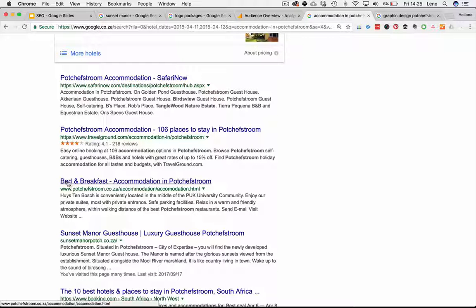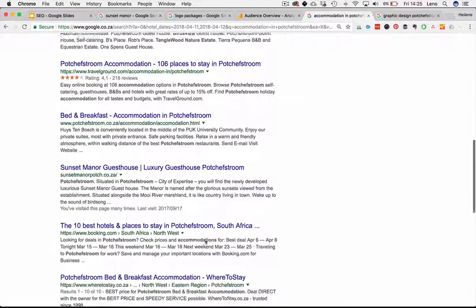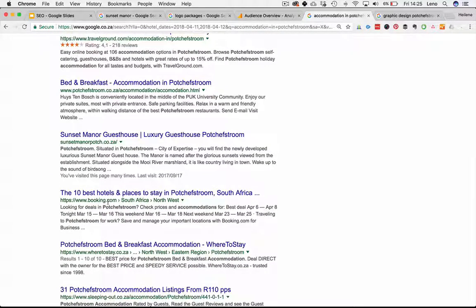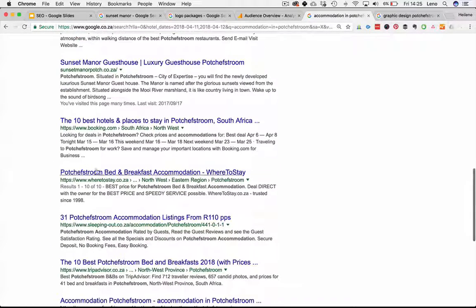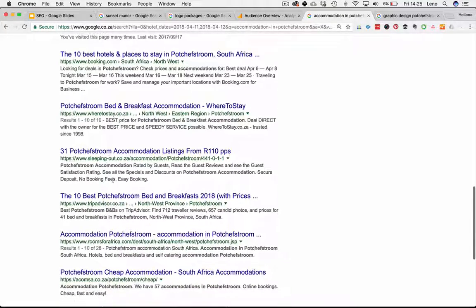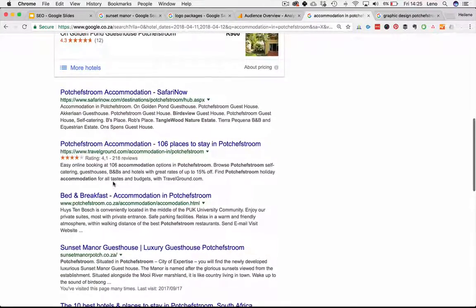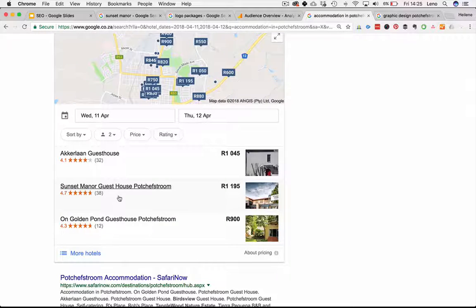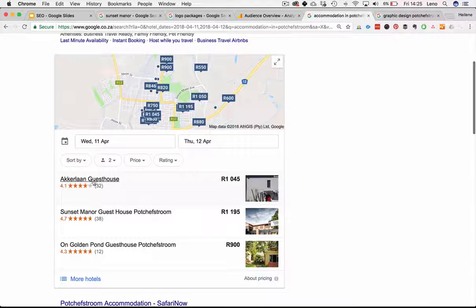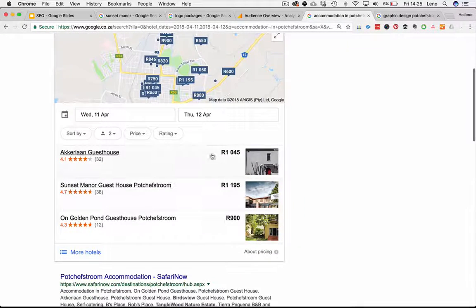These two sites are very big whole South African websites that list guest houses and other accommodation. And even here you have booking.com. So Sunset Manor is even ranking better than booking.com. This is very good. As you can see, it's ranking better than any other accommodation in the whole of Potchefstroom, which means through a map search, this guest house is most likely going to get the clients. These are in high competition with each other.